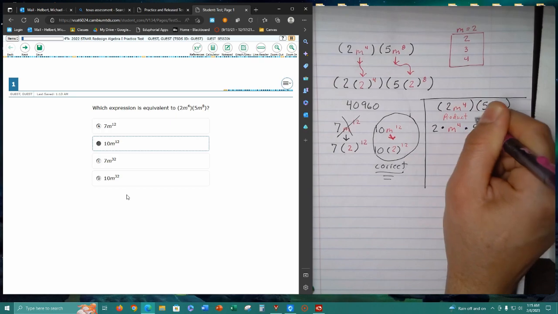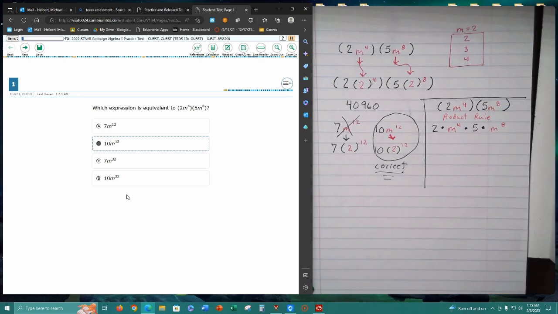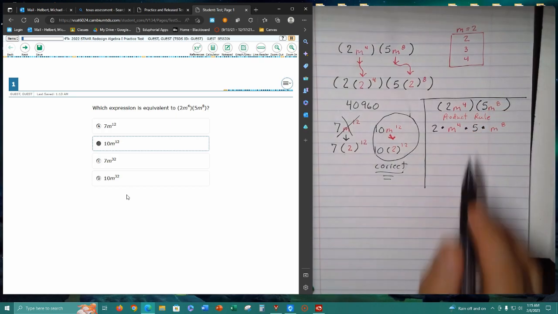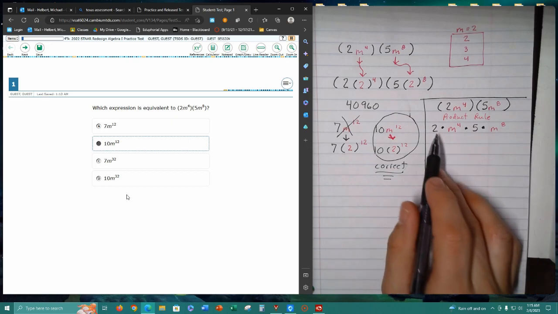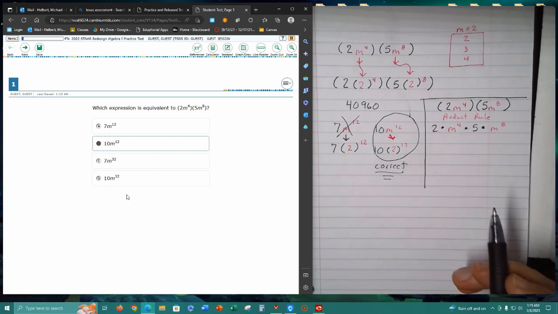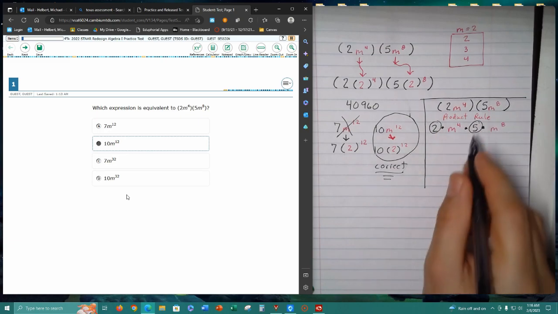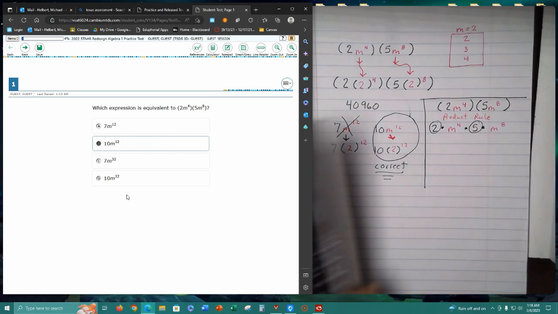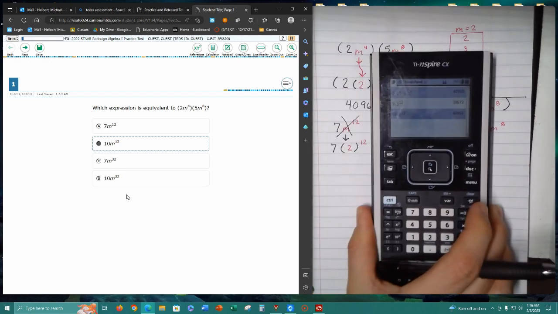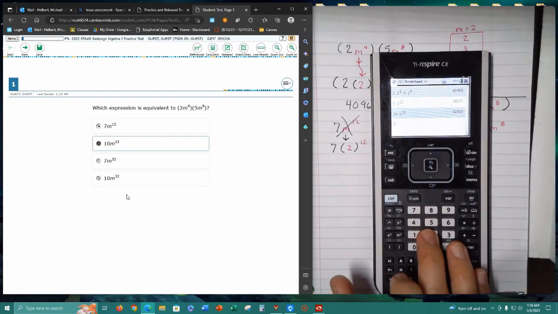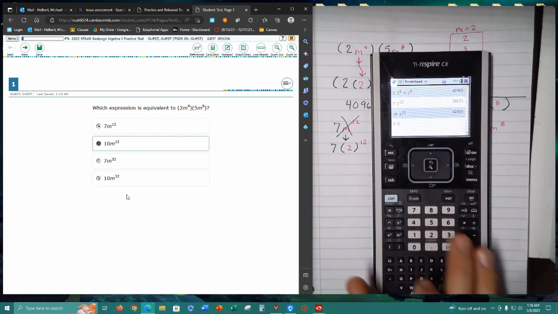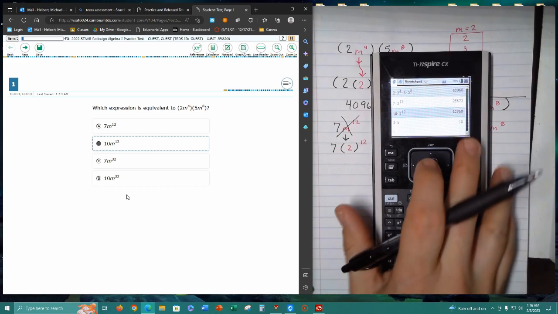Product rule. Now, before I add these two powers, I also want to put together any individual numbers I have. So for instance, I have a 2 and I have a 5. So I'm going to multiply those. If you're not good at multiplication, just get out your calculator and let it do the work. So I say 2 times 5, and it gives me 10.